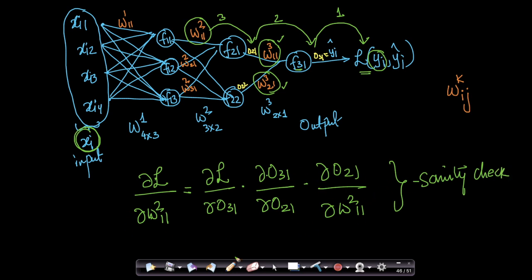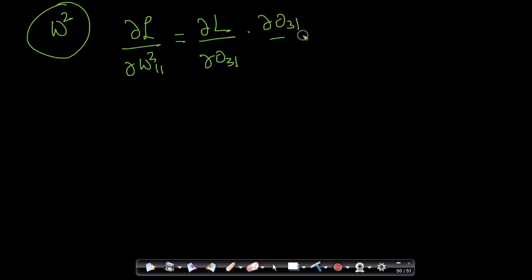Very, very simple, right? So let's go ahead and write this on a fresh page. So derivative of L with respect to W211 is derivative of L with respect to O31, O31 with respect to O21, and O21 with respect to W211. Again, simple chain rule, nothing fancy, very, very simple stuff.